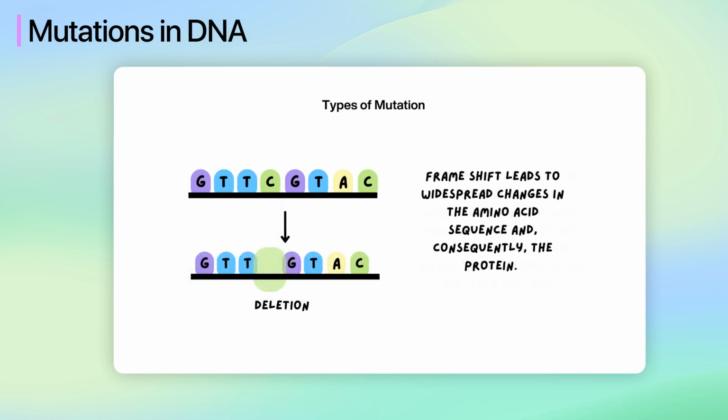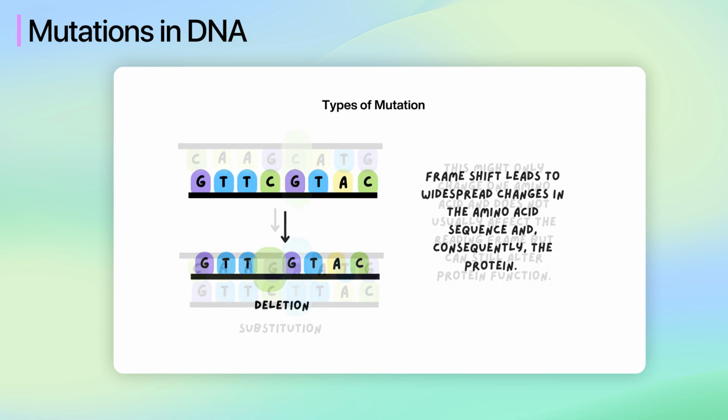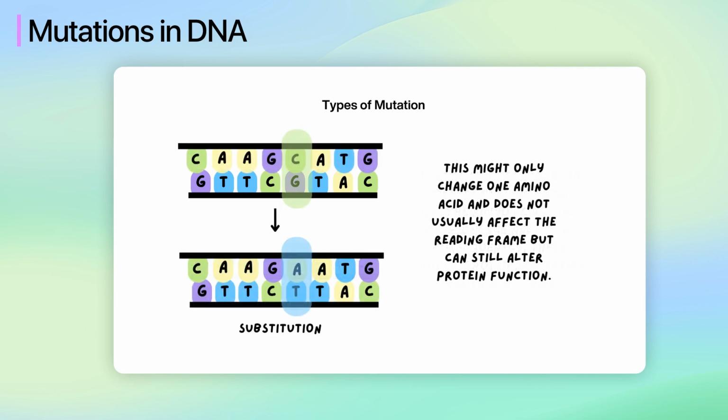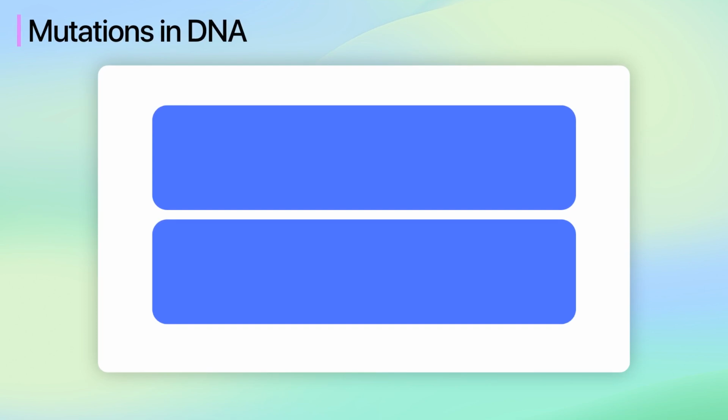Deletions mean a base is removed from the DNA sequence, also causing a frame shift and leading to widespread changes in the amino acid sequence, and, consequently, the protein. A substitution mutation is when one base is swapped for another. This might only change one amino acid and does not usually affect the reading frame, but can still alter protein function. While many mutations are neutral or minor, some can have significant effects, particularly if they occur in important areas of the gene.